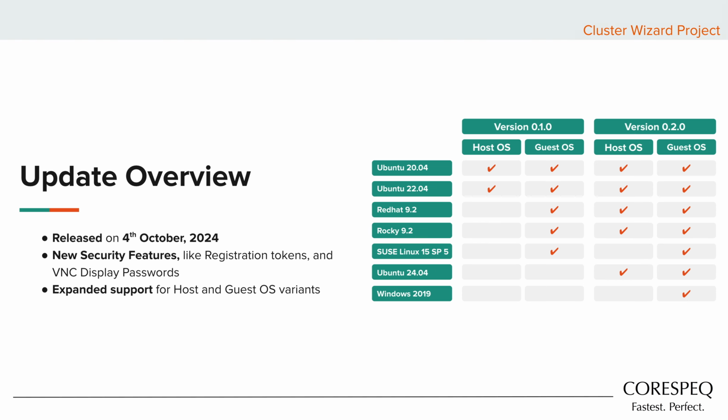As we can see in the OS support table, this update added support for Red Hat 9.2, Rocky 9.2, and Ubuntu 24 as the host OS variants. Also, this version added support for Ubuntu 24 and Windows Server 2019 as the guest OS variants.